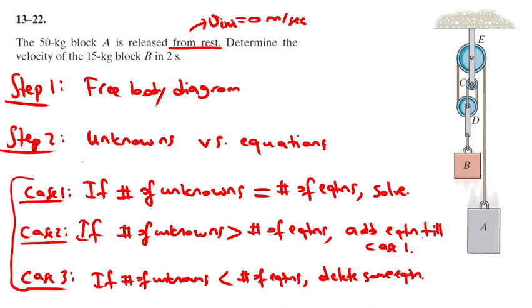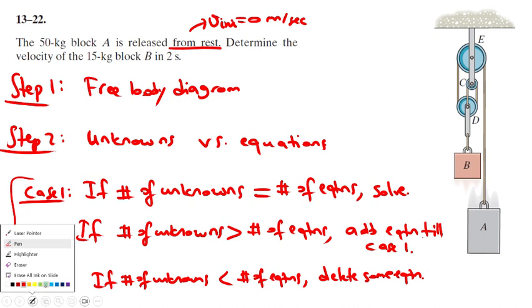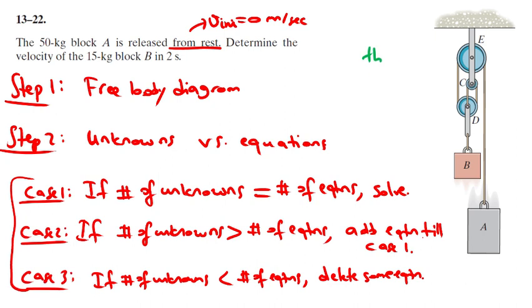Firstly, let's start with the free body diagram. We have one rope. That rope goes here to pulley E, and then from pulley E to pulley D, and then around pulley C, and then comes back to pulley D. Then we have B, and then we have A.